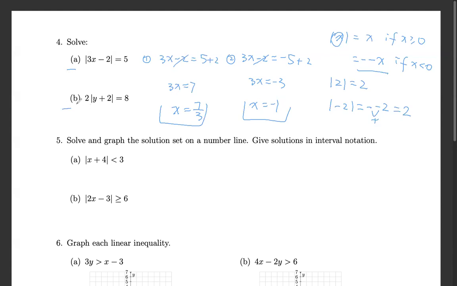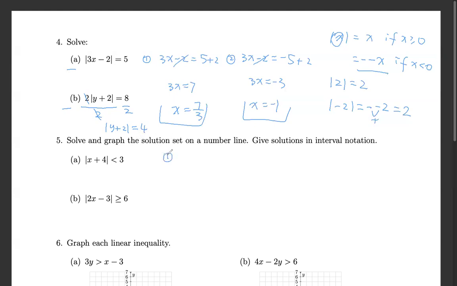Now let's see B. For B, we have the absolute value of y plus 2, but we have this 2 in front. 2 multiplied by this equals 8. So we want to get rid of this 2. How do we get rid of this 2? We divide by 2. Right? 2 divided by 2 becomes 1. So we have 1 times the absolute value of y plus 2. Then 8 divided by 2, we get 4. Then the rest is the same.